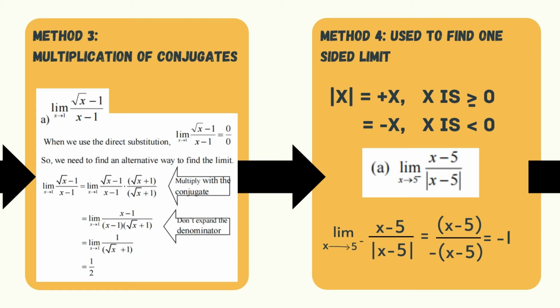And the last method is method 4. It is used to find a one-sided limit, where a fraction contains an absolute value. So we know that absolute value has two values, which are positive and negative. In order for us to know which value we should use, just look at the value of a at the bottom of the limit. So for example here, 5 negative. So we'll use the negative value and simplify them and we'll get negative 1.